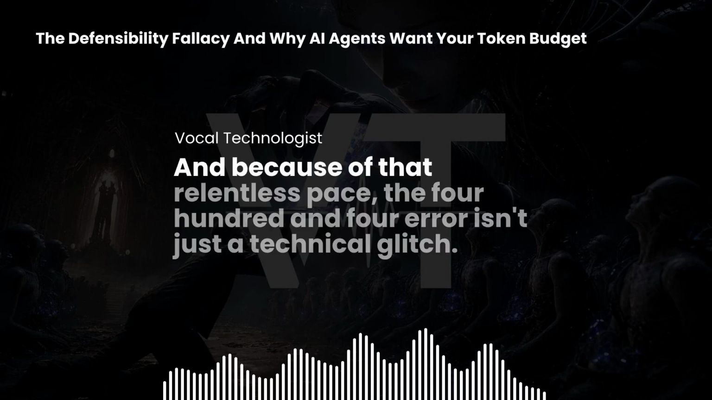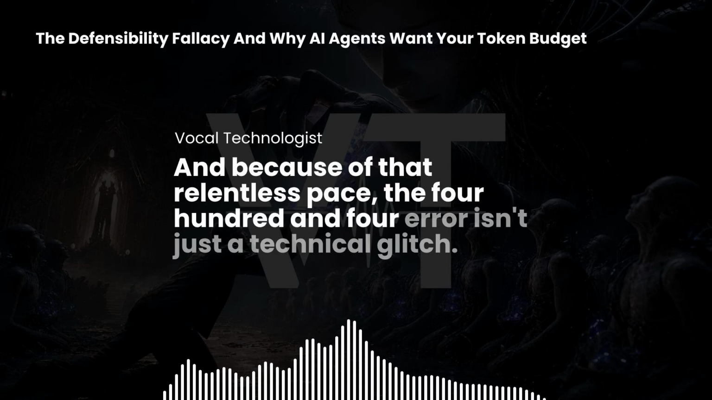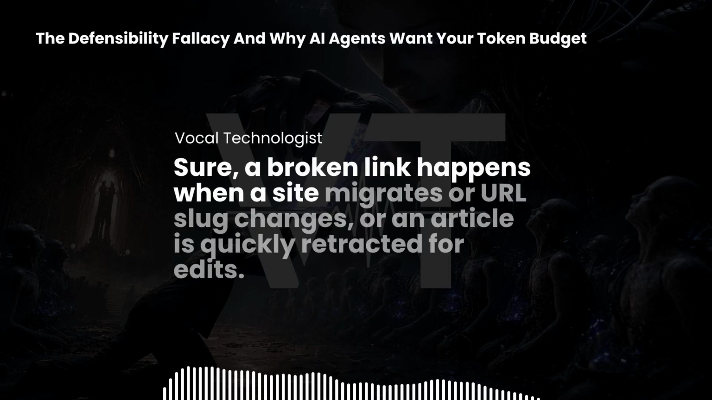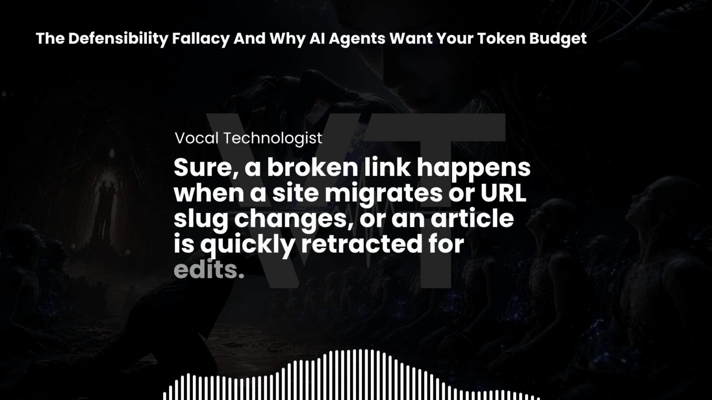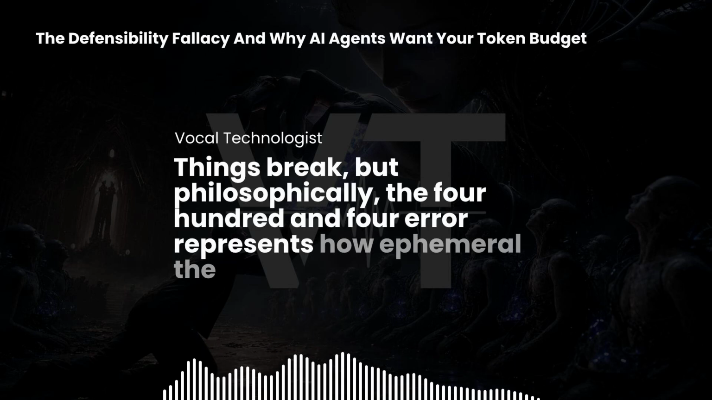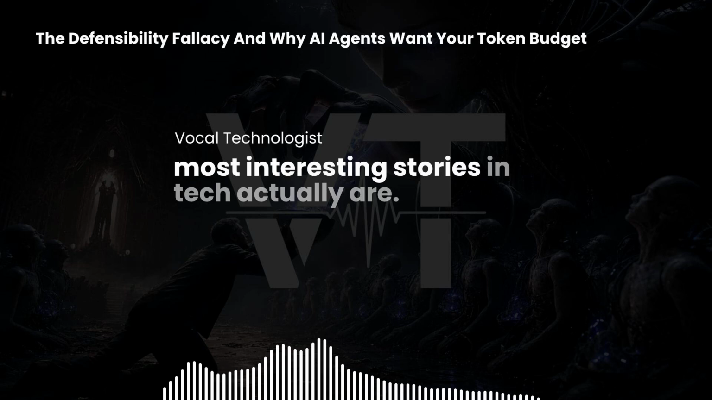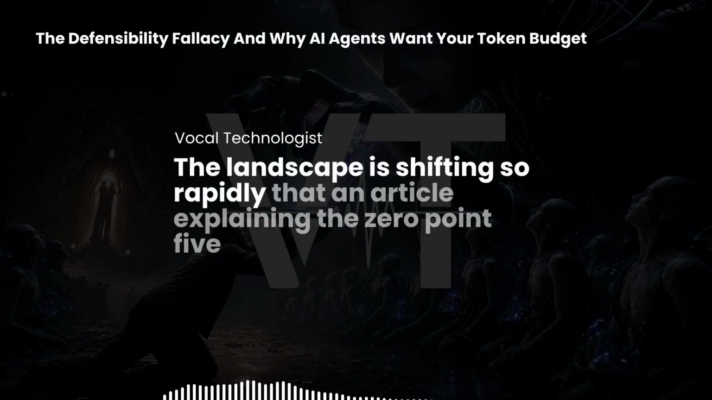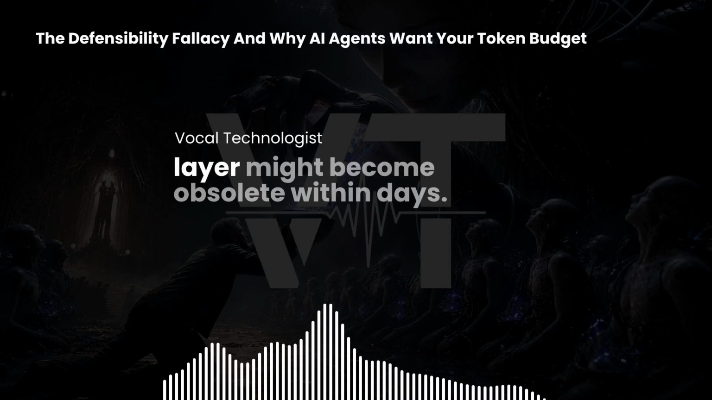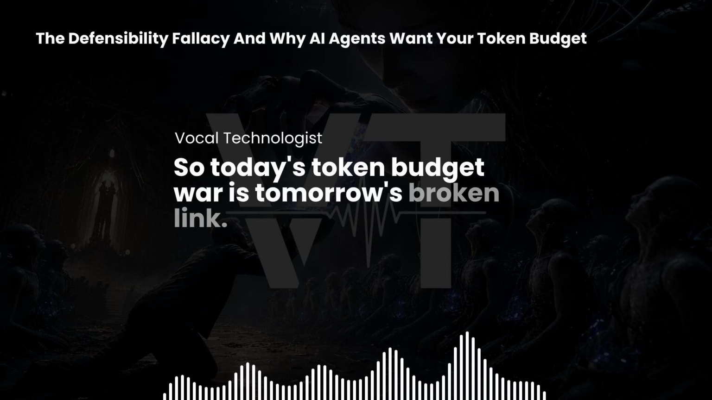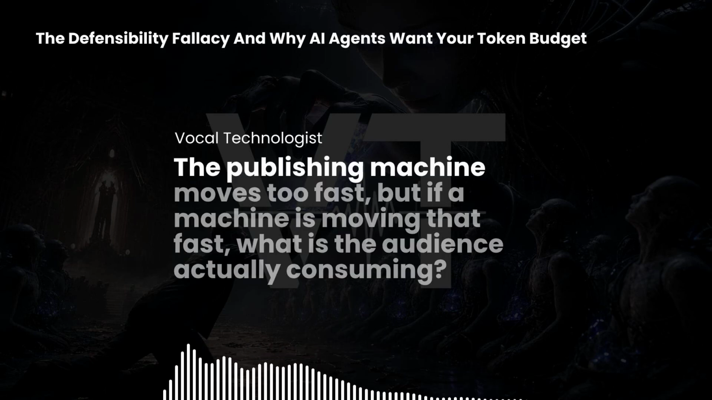Right. And because of that relentless pace, the 404 error isn't just a technical glitch. Sure, a broken link happens when a site migrates, or a URL slug changes, or an article is quickly retracted for edits. Right, things break. But philosophically, the 404 error represents how ephemeral the most interesting stories in tech actually are. The landscape is shifting so rapidly that an article explaining the 0.5 layer might become obsolete within days. So today's token budget war is tomorrow's broken link. Exactly. The publishing machine moves too fast.